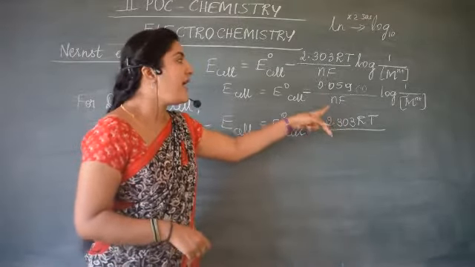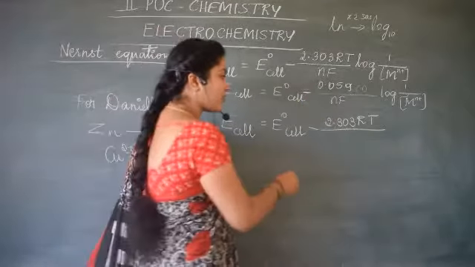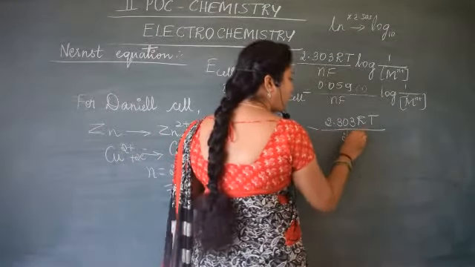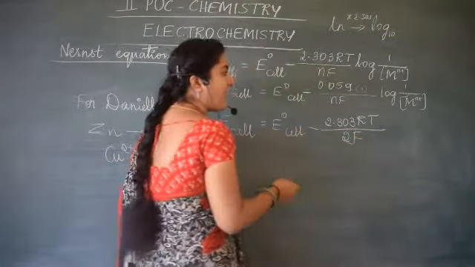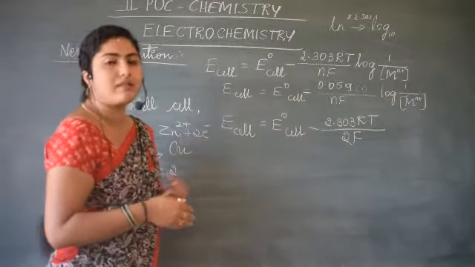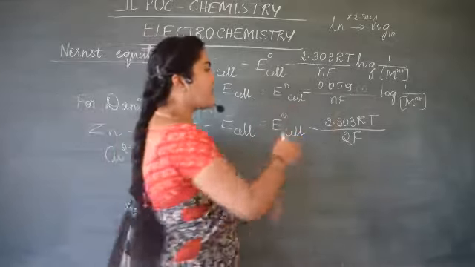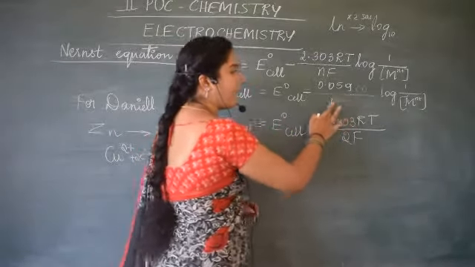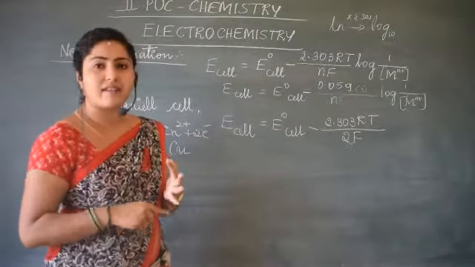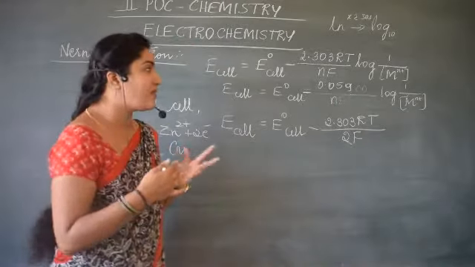Hope you got it. N means number of electrons. So we will write 2 into F. So F is nothing but Faraday's constant. One more thing here, you need not mention F because Faraday's constant means 96,487.